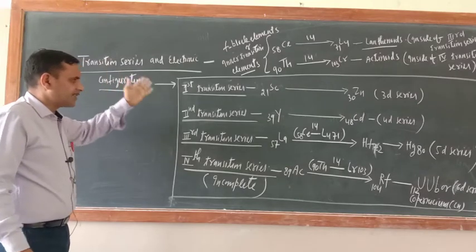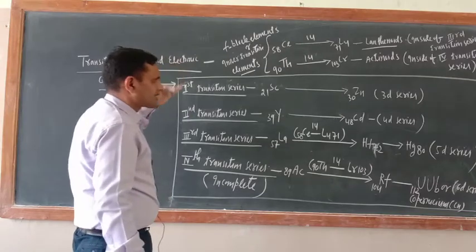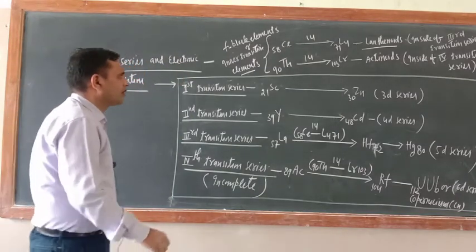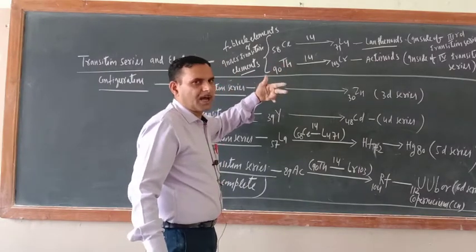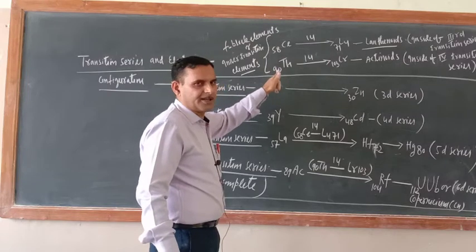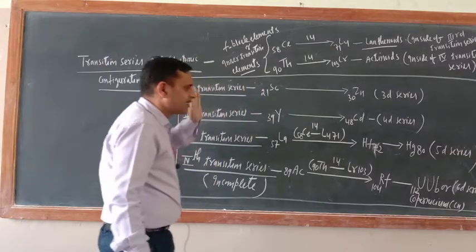Okay, so the transition series I taught you, but what about their electronic configuration? I will tell you their electronic configuration also, don't worry. But remember, F block elements will be taught after D block elements. They are known as inner transition elements because they are found inside the third and fourth transition series.